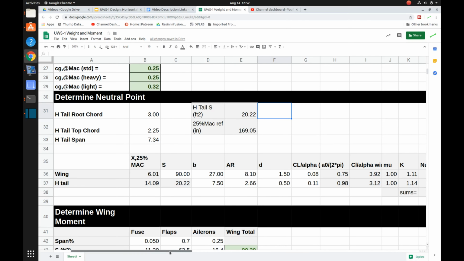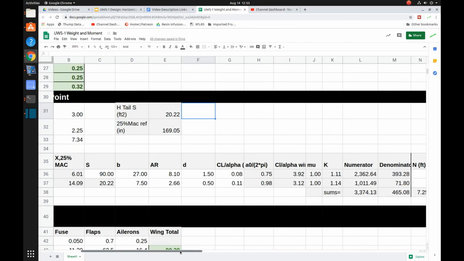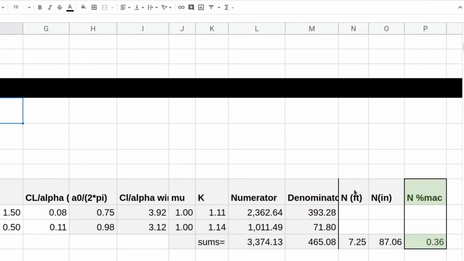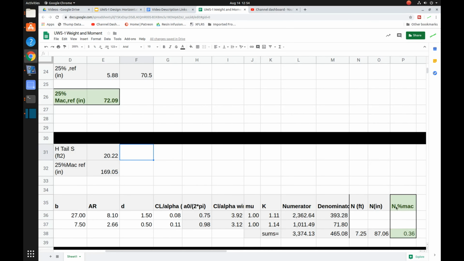And let's just get over to the exciting part. The neutral point for the entire airplane has been calculated to be 7.25 feet, which turns out to be about 87 inches. And based on where the mean aerodynamic chord is, that neutral point is at roughly 36% of the mean aerodynamic chord. Now remember, we want to have our neutral point to be aft of the CG.